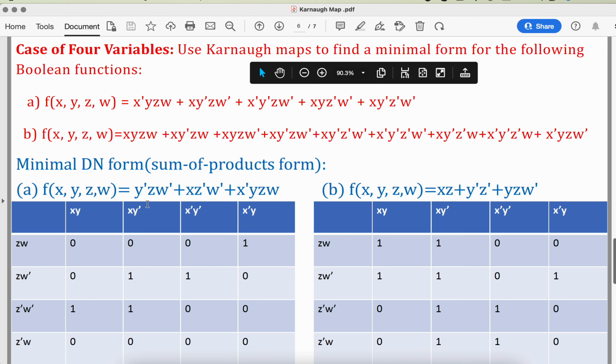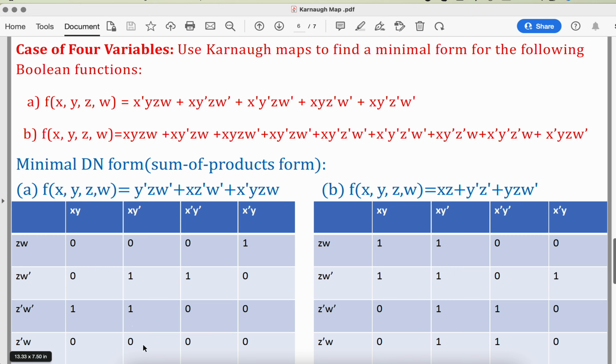X Y' Z' W'. So this is there, so 1. X' Y' Z' W', X Y' Z' W, we don't have, so it is 0. X' Y' Z W, we don't have, so it is 0.